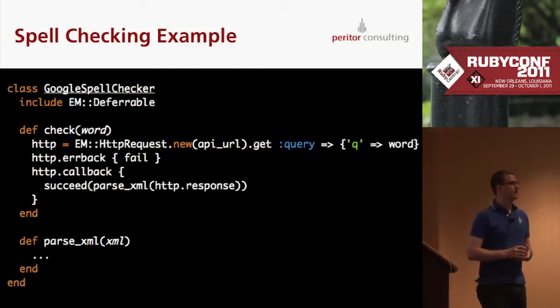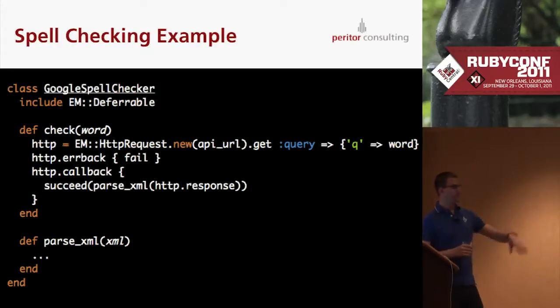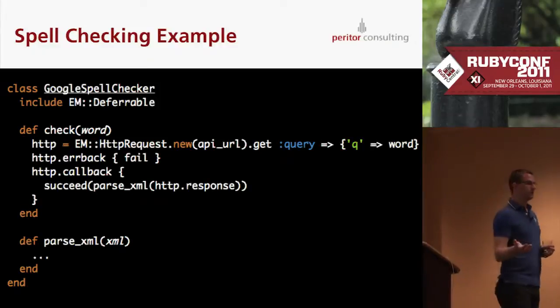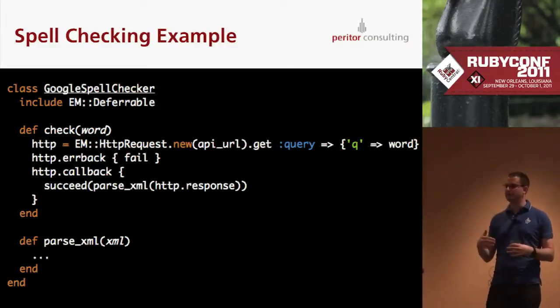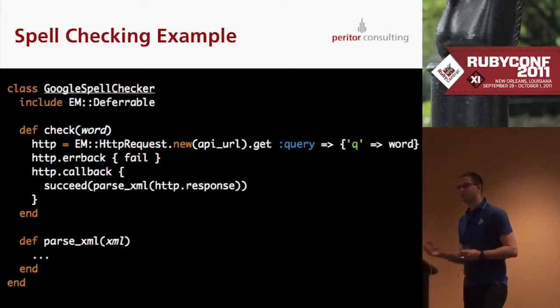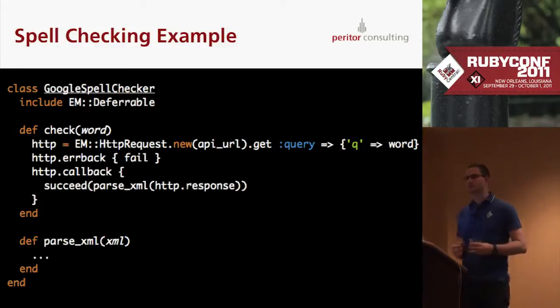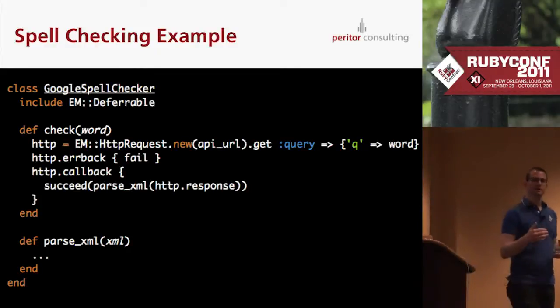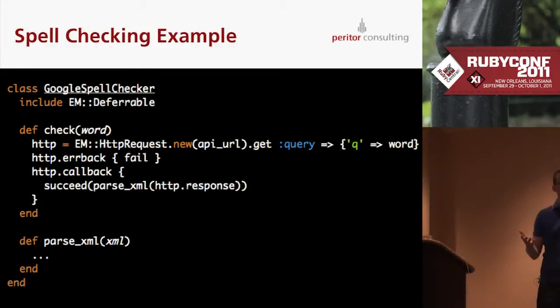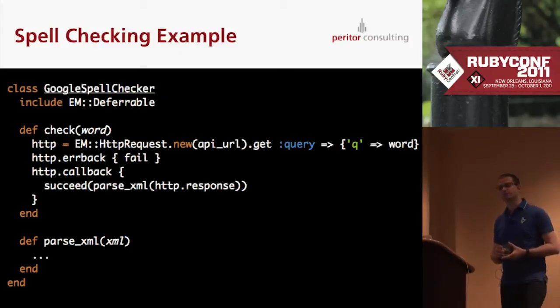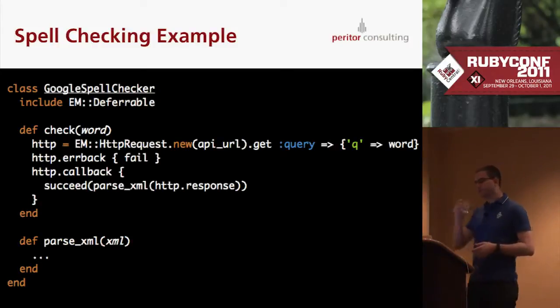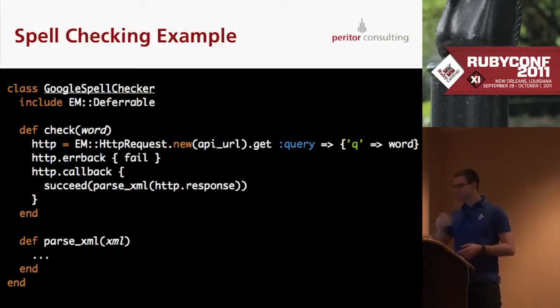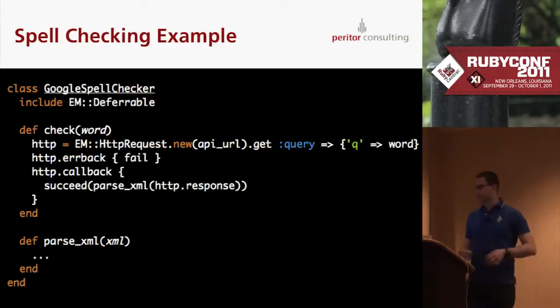of Google. And the interesting part is that on a successful HTTP call, I call succeed on myself. I call succeed on the Google Spellchecker class with the result that I got from the Google service. And by doing so, all callbacks that the user registered on this Google Spellchecker instance will be called with the result. And the same would be true for the error case and so on.